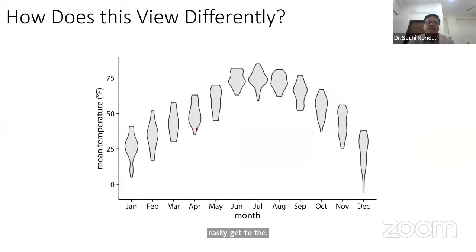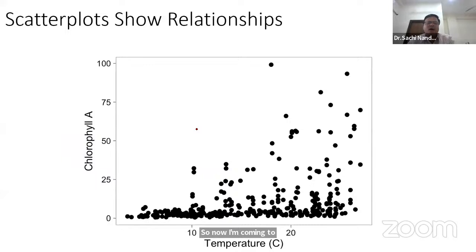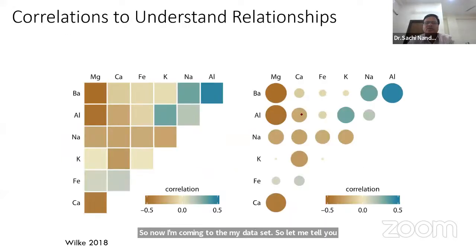So now I'm coming to my data set. So let me tell you how to work. So this is the high. This is the bigger circle. What is the meaning of a bigger circle? High correlation, right? The smaller circle, low correlation, right?